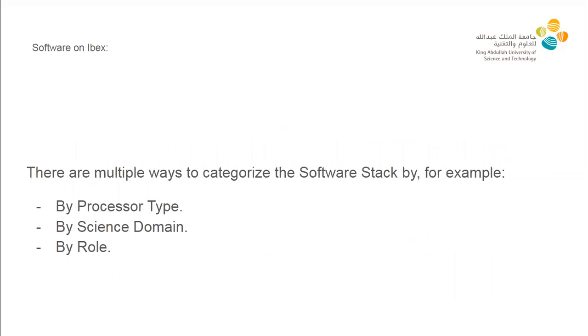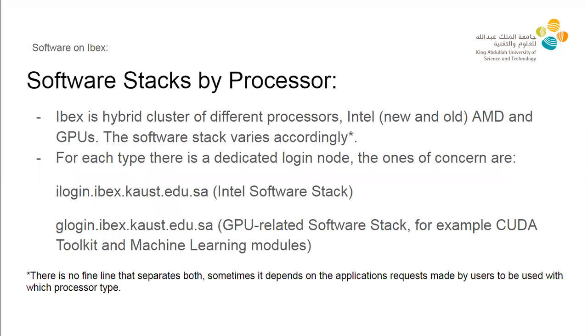We can categorize our software stack based on different criteria: by the processor type, by science domain, or by the module role. The software stack by processor. As you may know, Ibex is a hybrid cluster of different processors, Intel, AMD, and GPUs. So the software stack can vary accordingly. For each type, there is a dedicated login node with the available software stack.